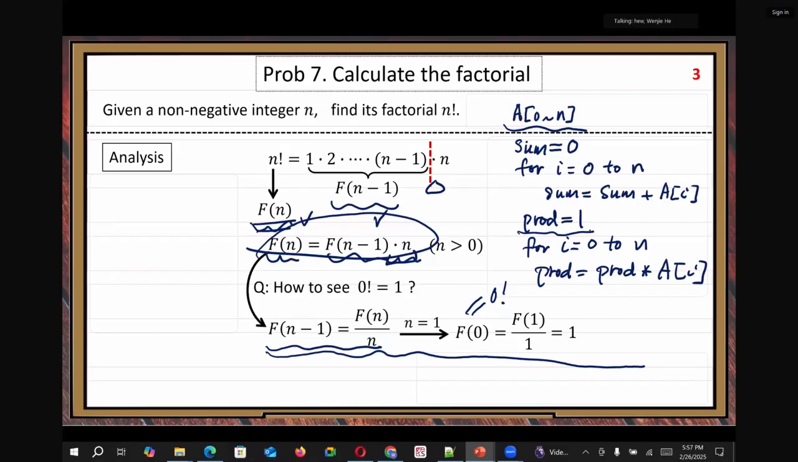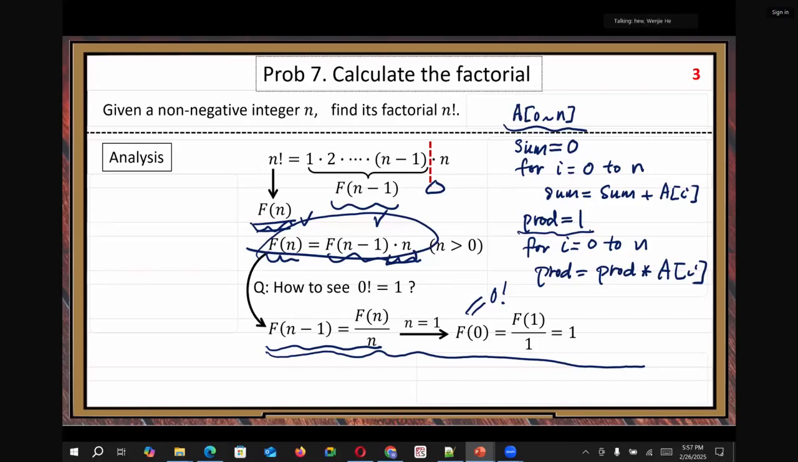Your for loop does not have any element, right? You don't need to do any product, right? The initial value remains. Okay? Initial value is 1.